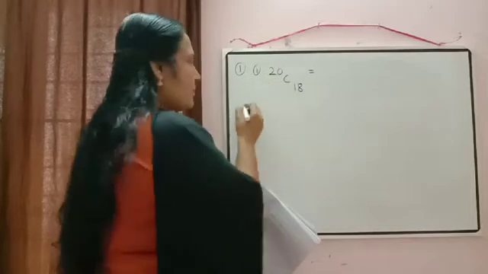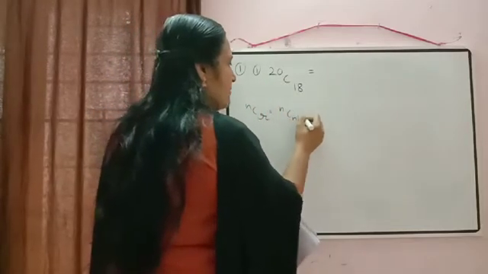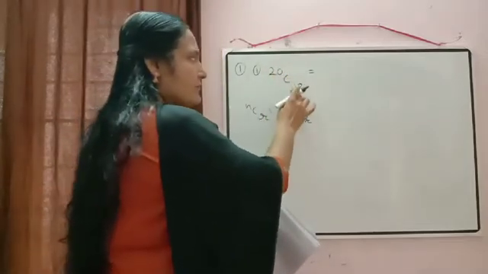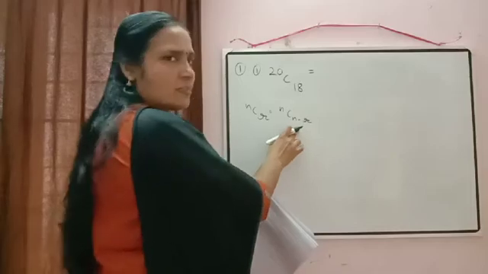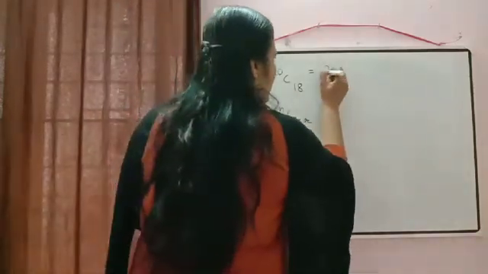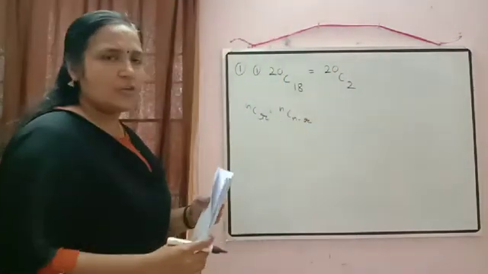Yes, we can use the property that NCR can be written as NC(N minus R). Just check: if you do the subtraction and get a smaller number, then we can use this property. Then according to the property, directly it can be written as 20C2.